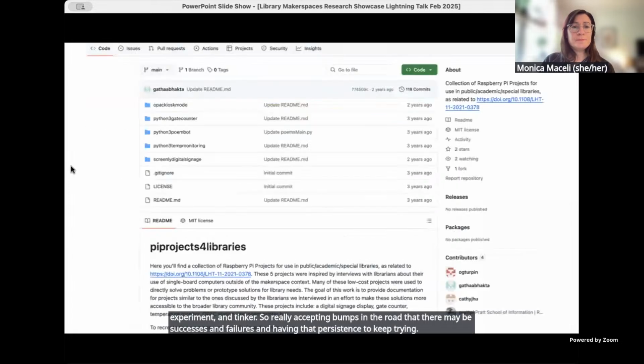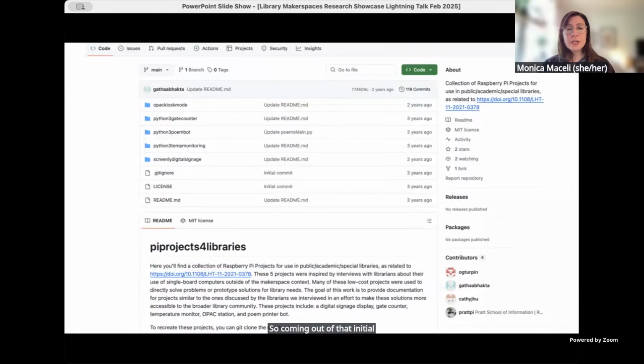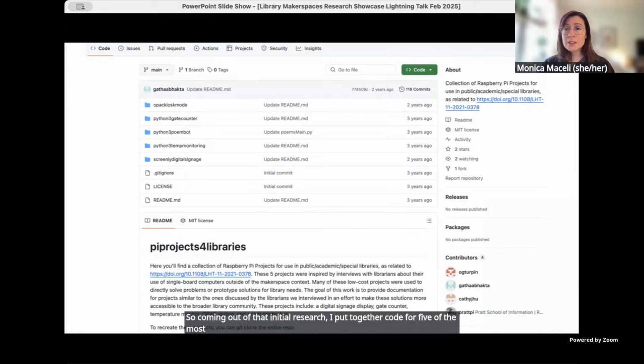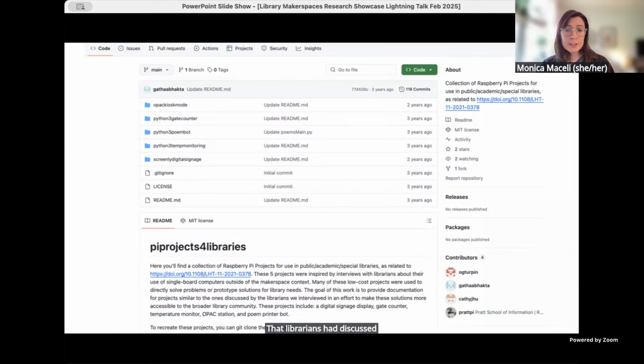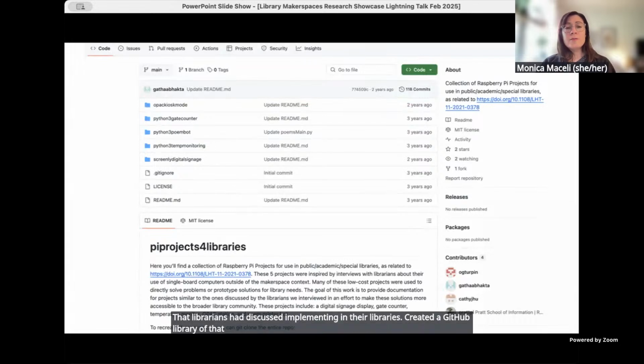So coming out of that initial research, I put together code for 5 of the most popular and accessible projects that librarians had discussed implementing in their libraries, and created a GitHub library of that with the intention of making these projects more available to the wider librarian community, as well as lowering the barrier to actually implementing these in other folks' libraries if they desired.